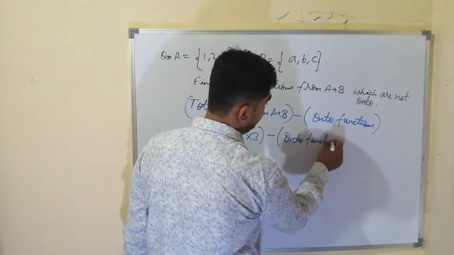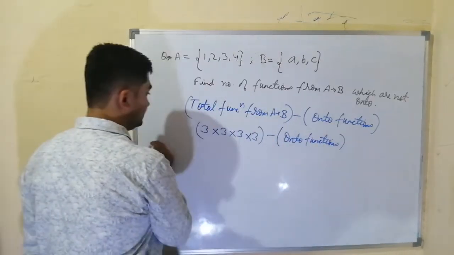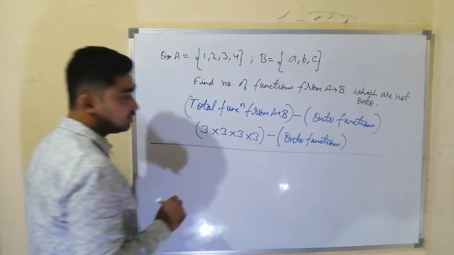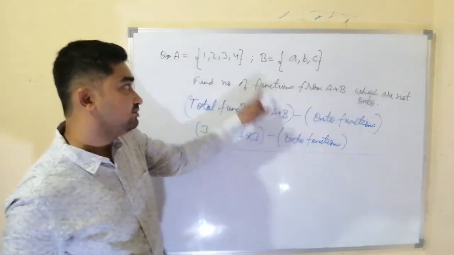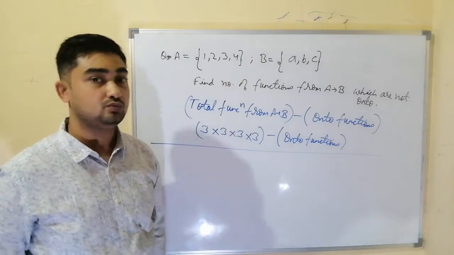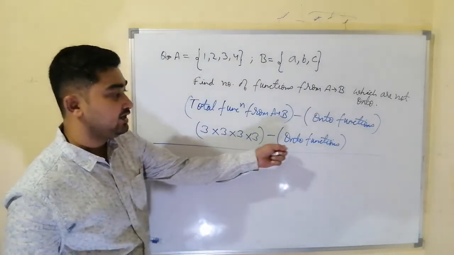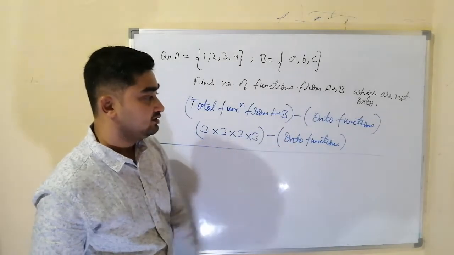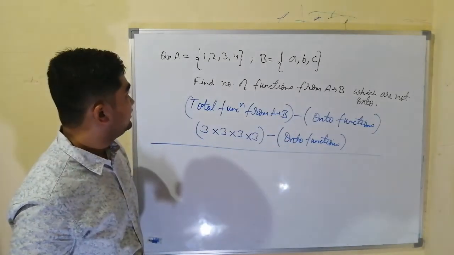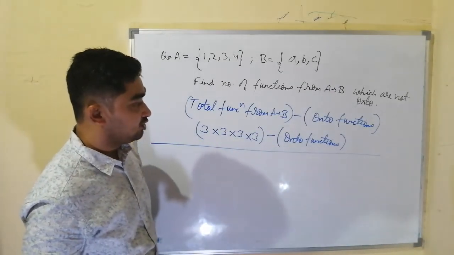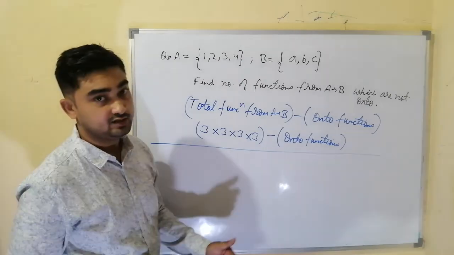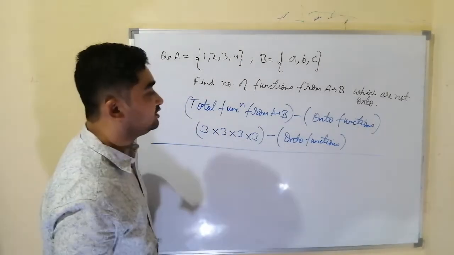We have to subtract the onto functions. Now the problem is how to find the number of onto functions from A to B. Already in the last video we did one problem like this, which came in IIT Advanced 2018, where we were asked to find the onto functions from one set to another set. It is a similar problem.